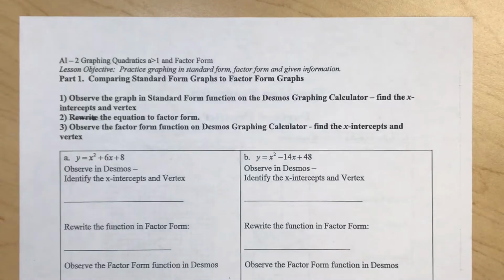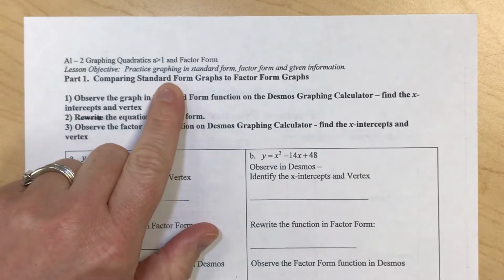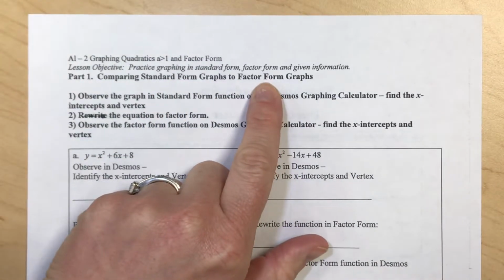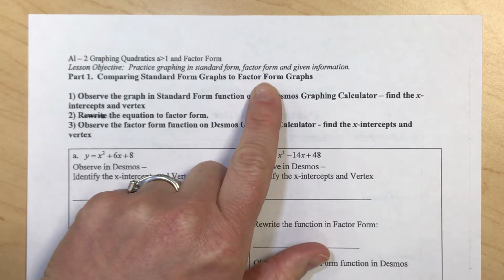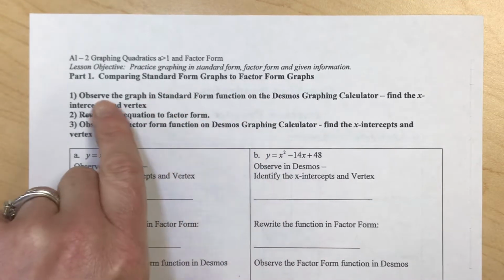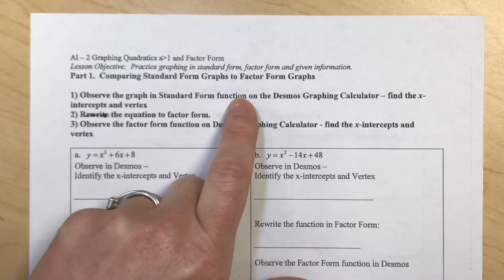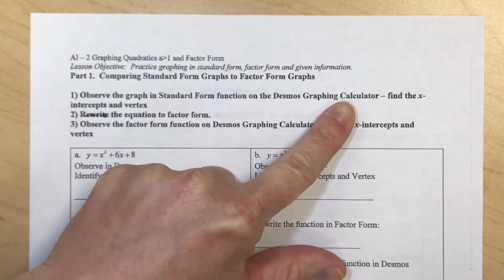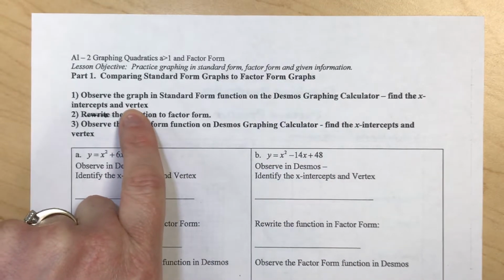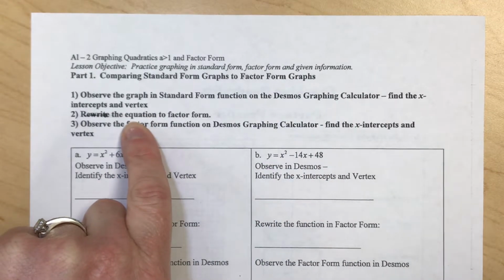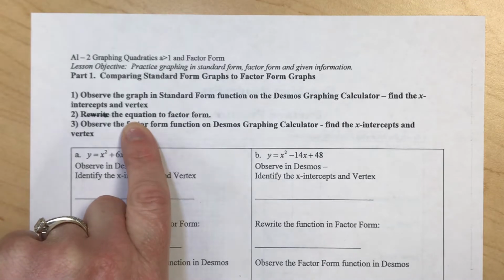In this video, I'm going to talk to you about comparing the graphs of standard form for quadratic equations and then also for factored form. In this video, I'm actually going to show on Desmos. It says observe the graph in standard form function on Desmos graphing calculator. I'll show you what that looks like. What we're going to do is find the intercepts and the vertex, and then rewrite our equation in what is called factored form.